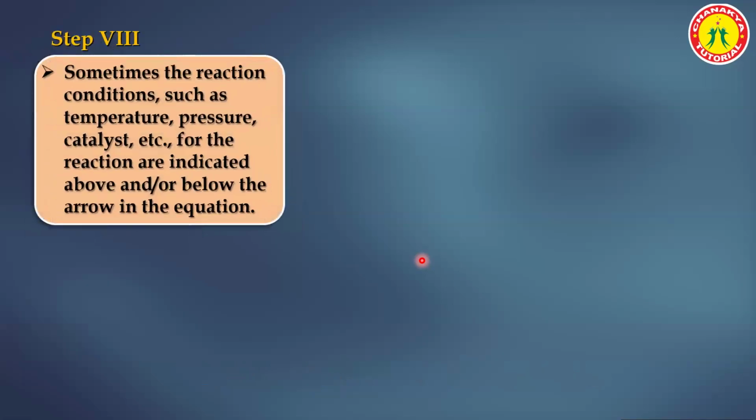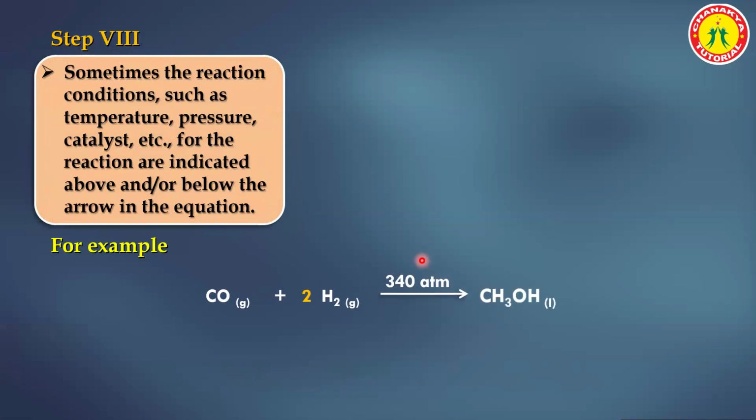Similarly, we can also mention the conditions of the reaction, that is, at what temperature, what pressure or what catalyst we are taking in the reaction. They all can be indicated above the arrow. For example, CO gas plus 2H2 gas at 340 atmospheric pressure changing into CH3OH liquid.